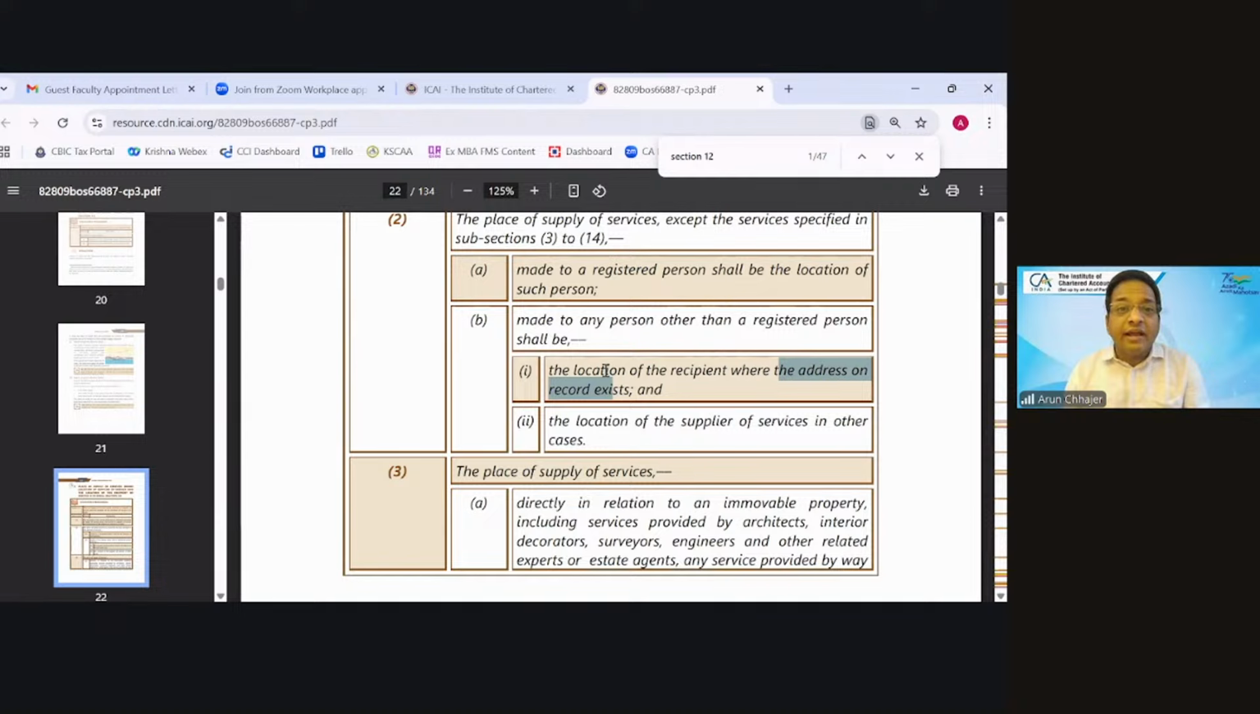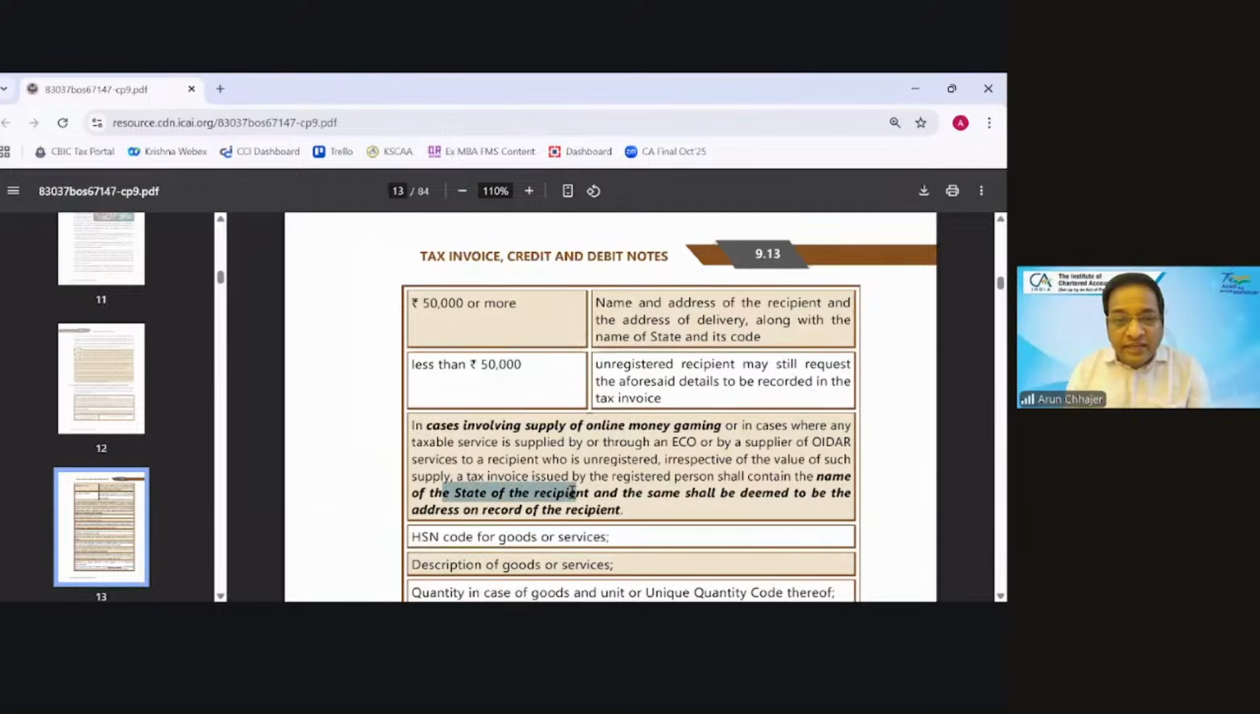Therefore, they have added the term that the name of the state of the recipient shall be deemed to be the address on record. Why is it required? Because of the place of supply provision. Is that clear?